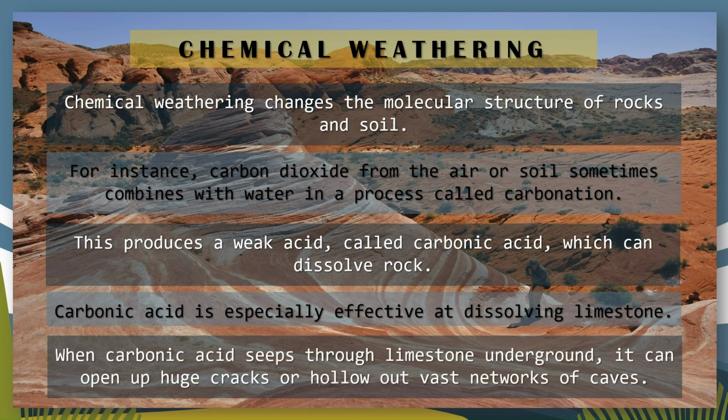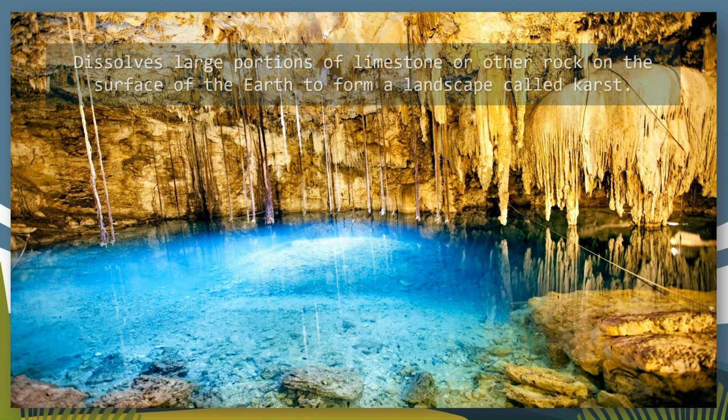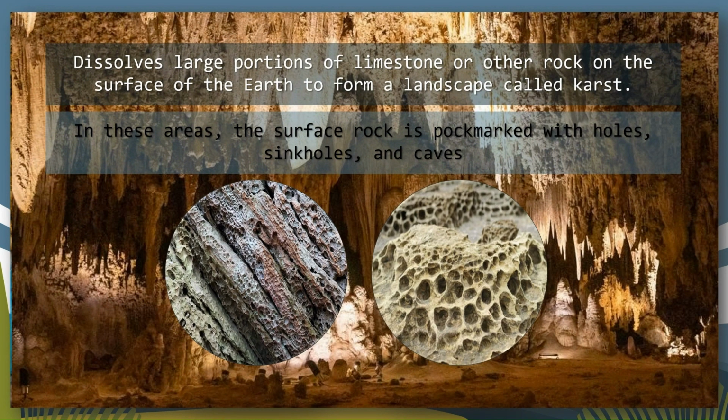Okay, when carbonic acid seeps through limestone underground, it can open up huge cracks or hollow vast networks of caves. Are you familiar with the stalactites, stalagmites, like that, na kung saan yun? Ito, yan. So, it dissolves a large portion of limestone or other rock on the vast surface of the earth to form a landscape called karst. Ayan yung mga karst. Meron pa kayo makikita dyan. In these areas, the surface rock is marked with holes, sinkholes, and caves.